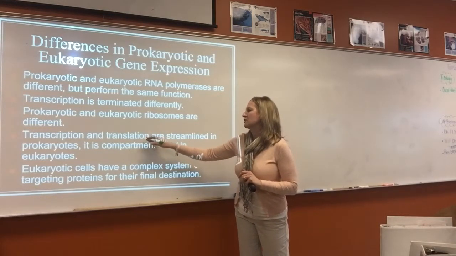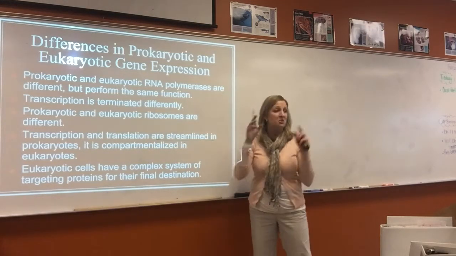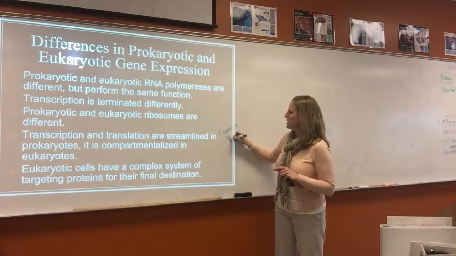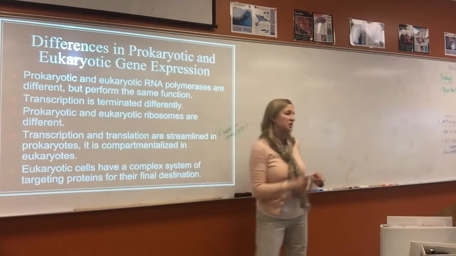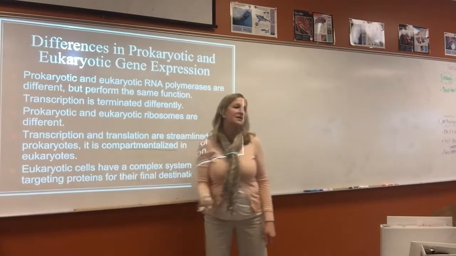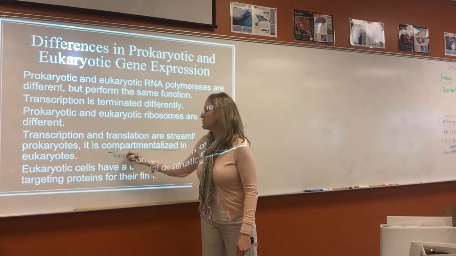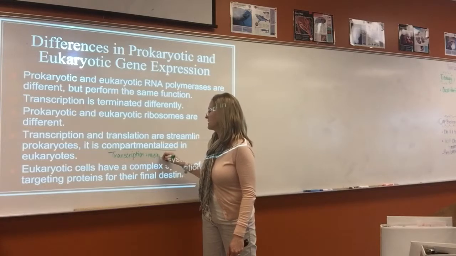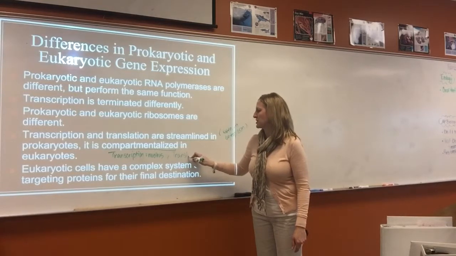What does it mean when we say that they're streamlined in prokaryotes? In prokaryotes, transcription and translation both occur in the cytoplasm. In eukaryotic cells, it's compartmentalized. So where does transcription occur in eukaryotes? In the nucleus, because that's where your DNA is. So transcription is in the nucleus. And where does translation occur? It's at the ribosome, which is out in the cytoplasm.